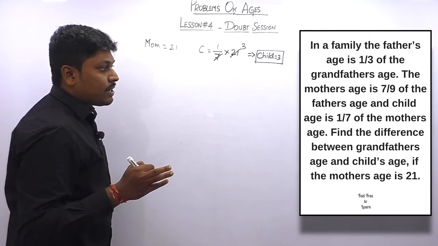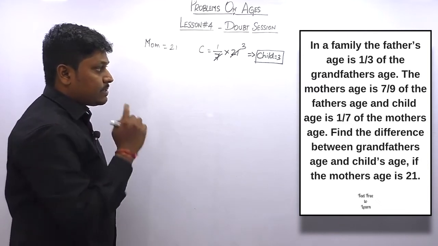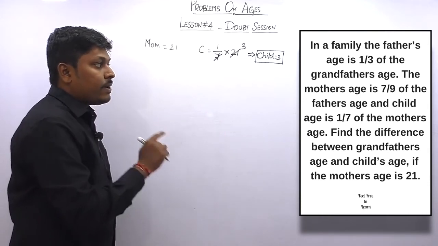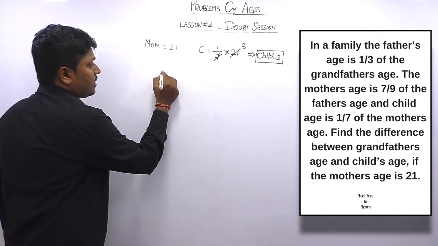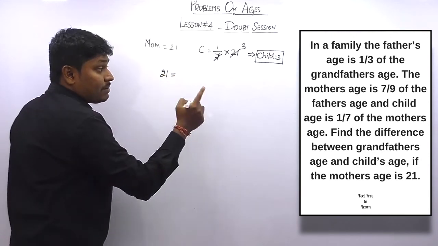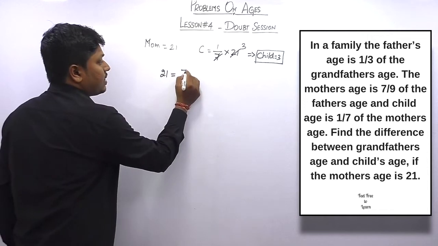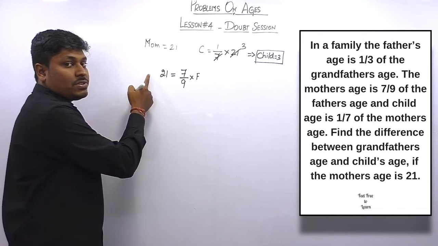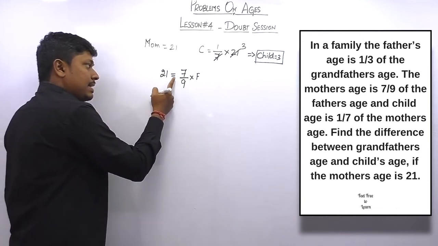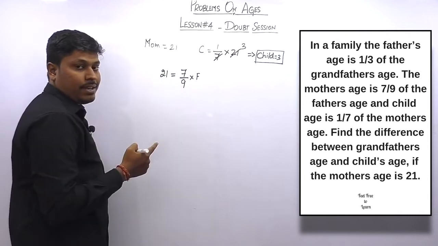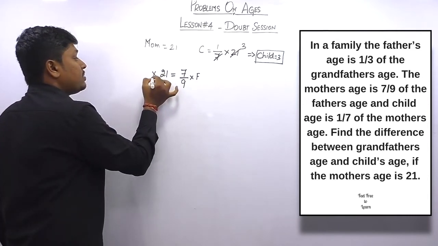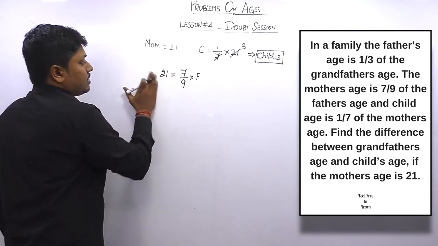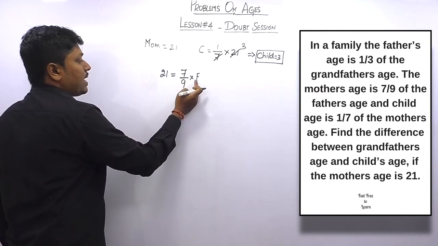So next, our target is to find the grandfather's age. And what they are saying is the mother's age is 7/9 of the father's age, right? So listen here, mother's age is 7/9 of the father's age. You should not put 7/9 here, it is wrong, because the mother's age is equal to 7/9 of the father's age. Some students used to put 7/9 here. That is wrong, right? Beginners, don't do that.